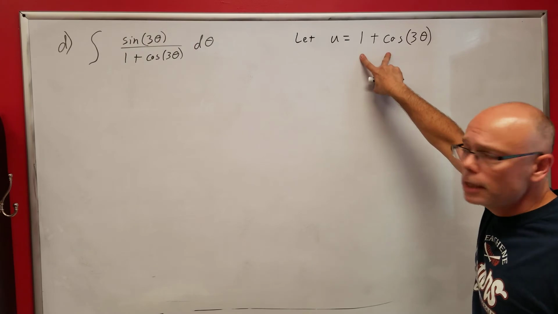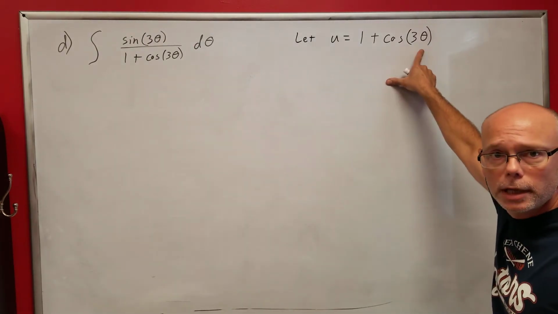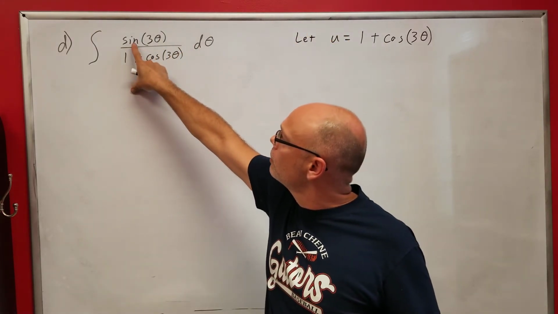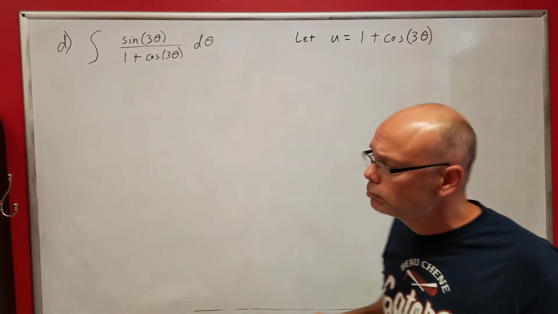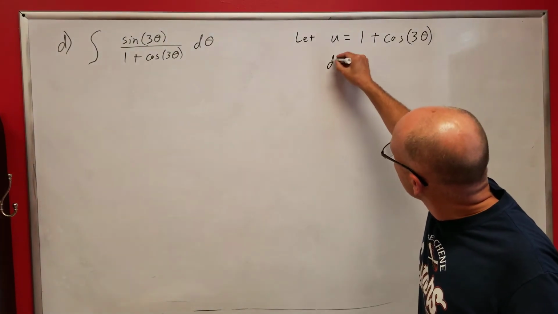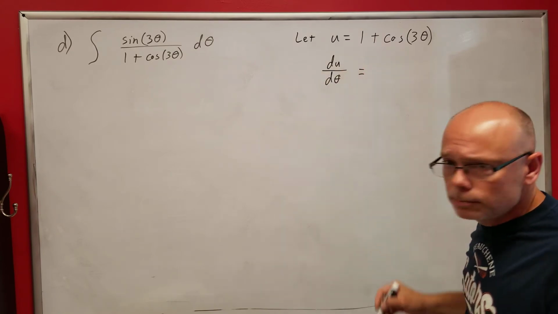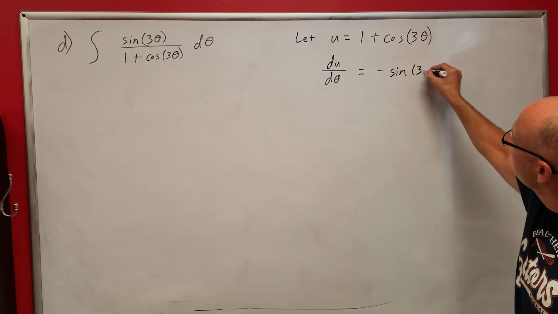Now, imagine taking a derivative of this. You're going to get what? Some form of sine 3 theta, right? Isn't that what I want? Don't I have a multiplier of 3 times sine of 3 theta? Yeah. So let's take the derivative of both sides with respect to theta. What does that give me? Negative sine of 3 theta.